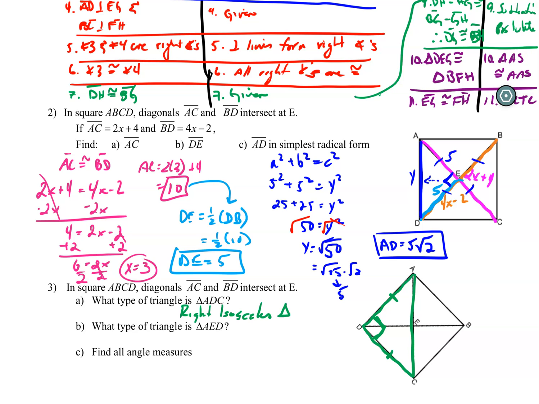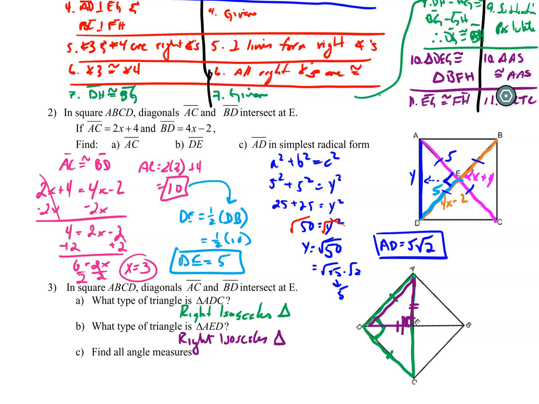AED, which is this one here, right? Again, diagonals bisect each other. So therefore these two are congruent, so those two are equal, and they are perpendicular to each other, so I have a right angle there. So I have another pair of right isosceles triangles.